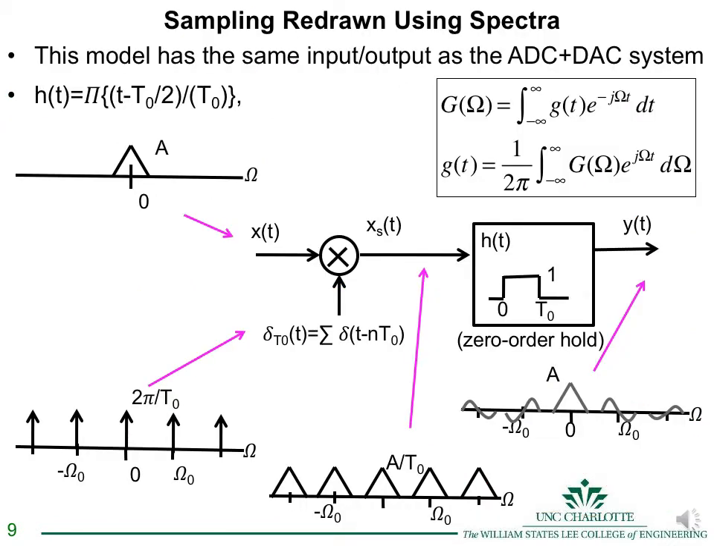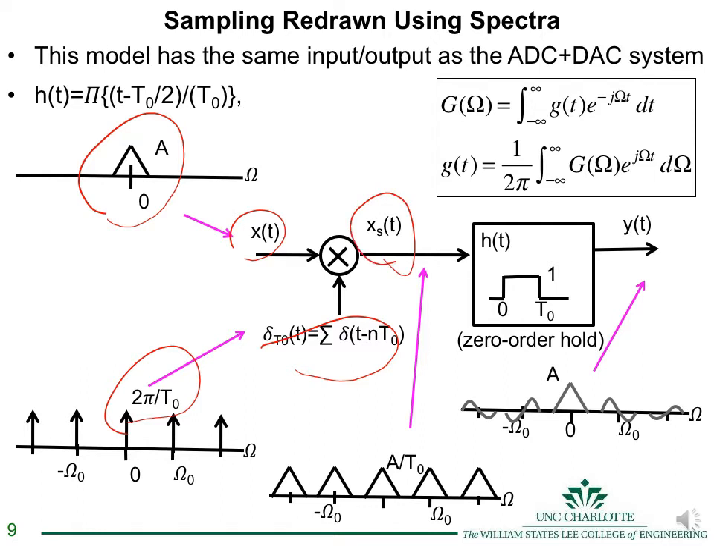So we can redraw this mathematical model at each point. So now I have the spectrum of the input signal. I have the spectrum of the impulse train that multiplies that signal. I have the spectrum at the output that's now periodically replicated. And so the output consists of multiples of the spectrum divided by t0.